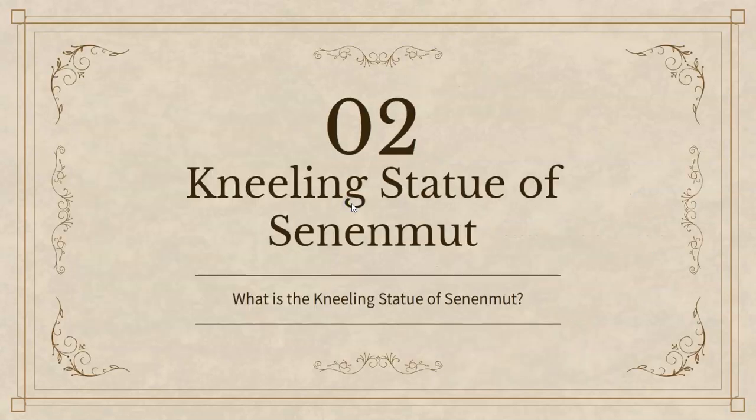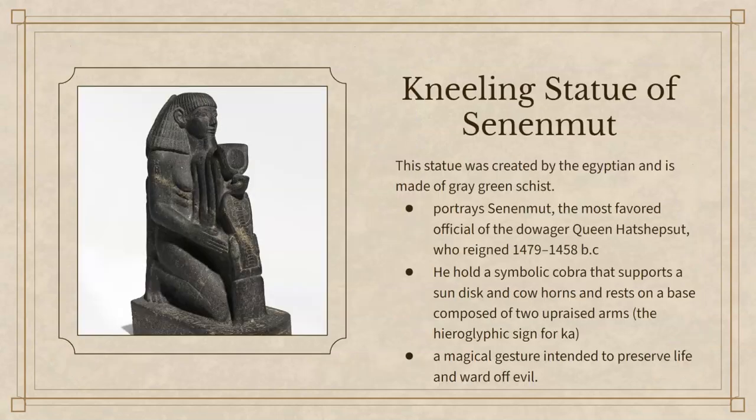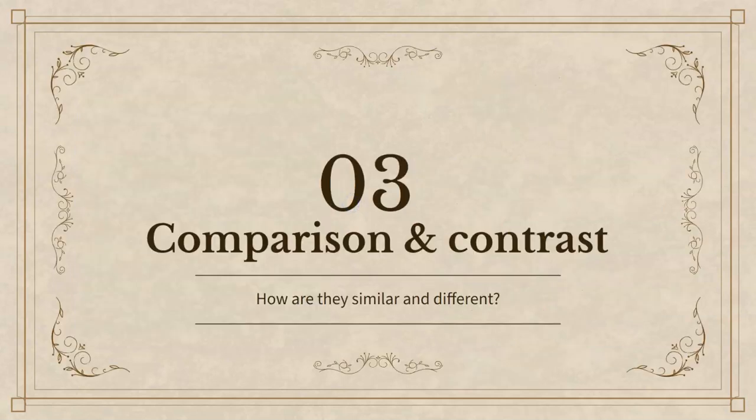Number 2. The kneeling statue of Senenmut. What is the kneeling statue of Senenmut? The kneeling statue of Senenmut is a statue created by the Egyptians and is made of a green stone. It portrays Senenmut, the most favored official of Dowager Queen Hatshepsut, who reigned 1479 to 1458 BC. He holds a symbolic cobra that supports a sun disk and cow horns and rests on a base composed of two upraised hands, the hieroglyphic sign for Ka, a magical gesture intended to preserve life and ward off evil.